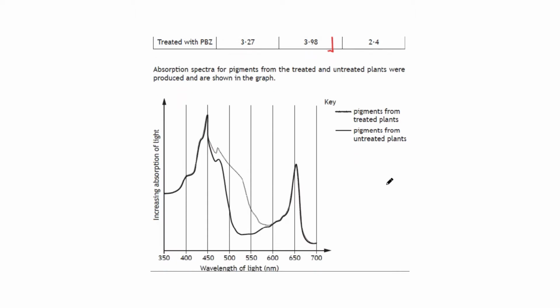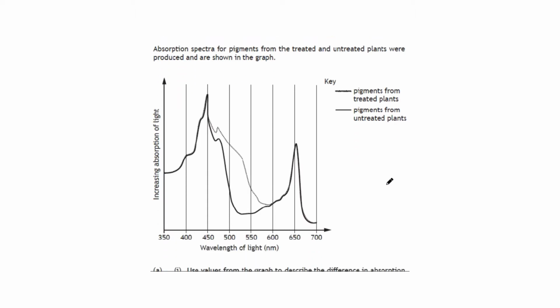Absorption spectra for pigments from the treated and untreated plants were produced and are shown in the graph. So on the y-axis, we've got increasing absorption of light. And remember, the more light being absorbed, the more photosynthesis should be happening. And the solid line is your pigments from untreated plants, and then the dashed line is pigments from treated plants. And we've got the wavelengths down the bottom. So you can see that it's the same for both of them, except between this point and this point, so that might be significant.